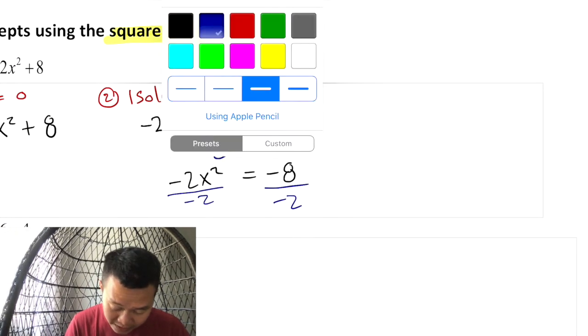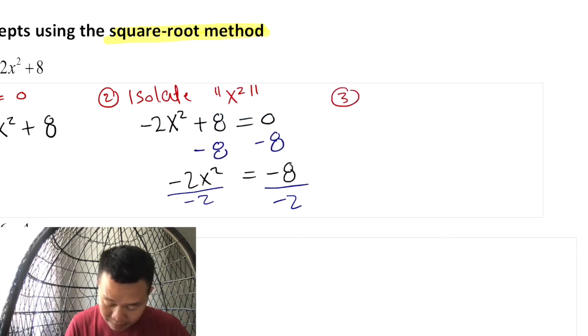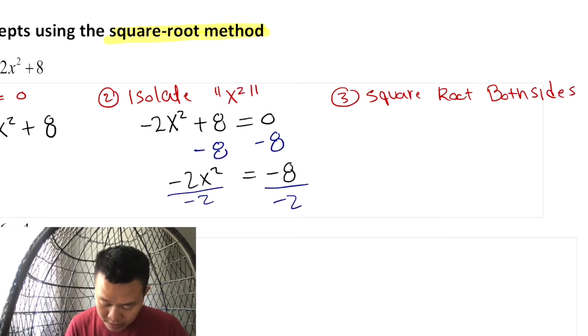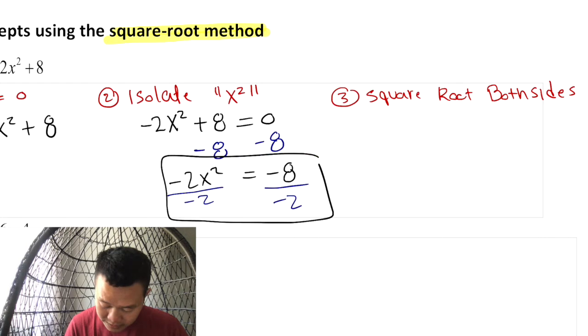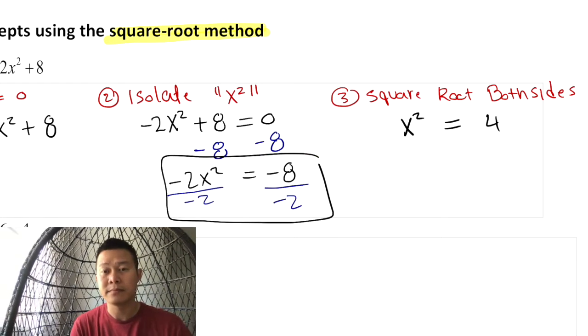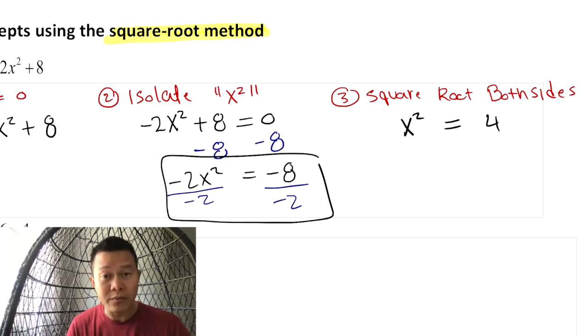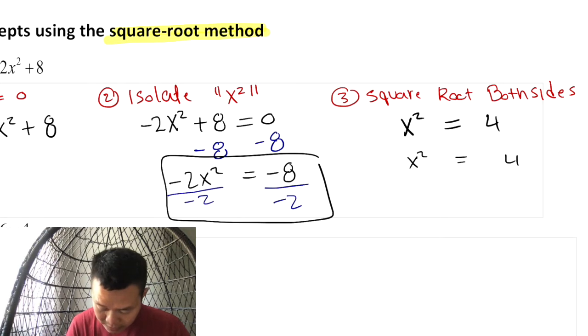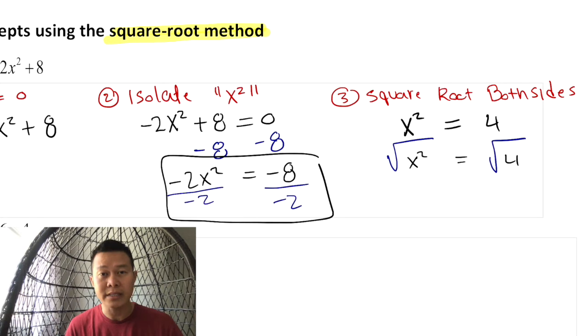Once I have isolated the x squared term, the next step is to square root both sides. Once I finish this step, it's going to leave me with x squared equals 4. Then I am going to square root both sides. So here's what I mean by square rooting both sides.